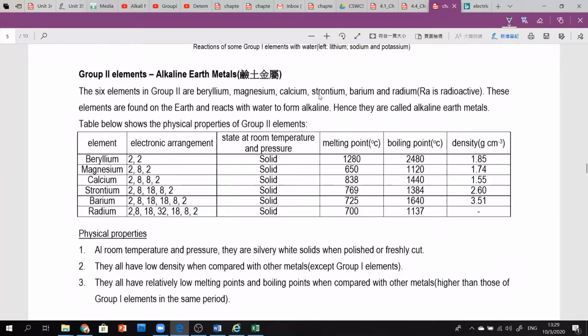Now, for group 2 elements, we are going to talk about them as alkaline earth metals, 鹼土金屬. Take a look at the term alkaline earth metals, a little bit different from the word alkali metals. The six elements have in common that they have two outermost shell electrons: beryllium, magnesium, calcium, strontium, barium, radium. Radium is radioactive. These elements can be found on the Earth and react with water to form alkaline solutions. So we call them alkaline earth metals.